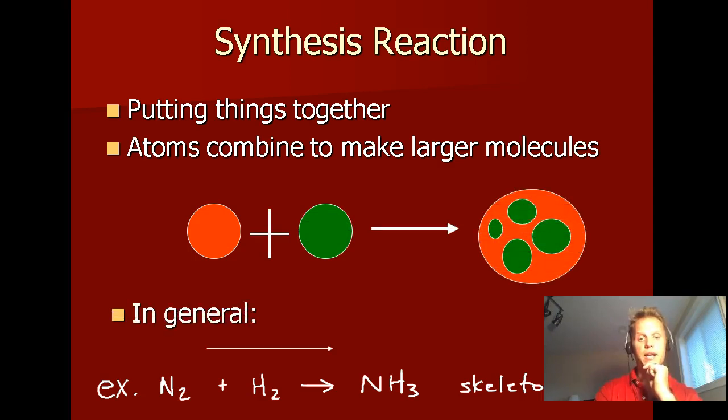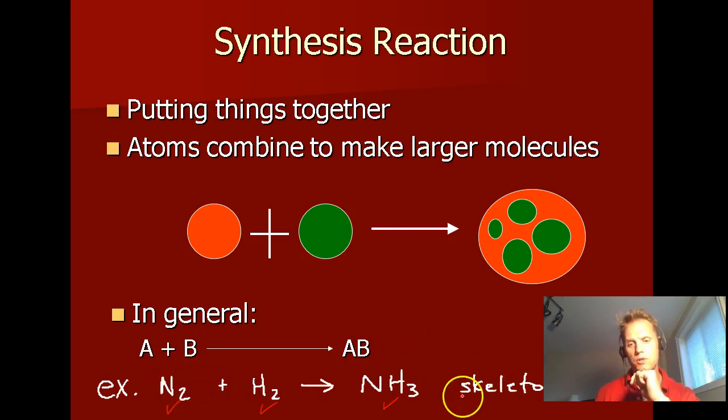In general, we write it as A plus B equals AB. A chemical reaction example would be nitrogen plus hydrogen equals ammonia. How many reactants do we have here? Well, there's 2 reactants and 1 product. So 2 reactants, 1 product. We're forming one thing out of 2 things.